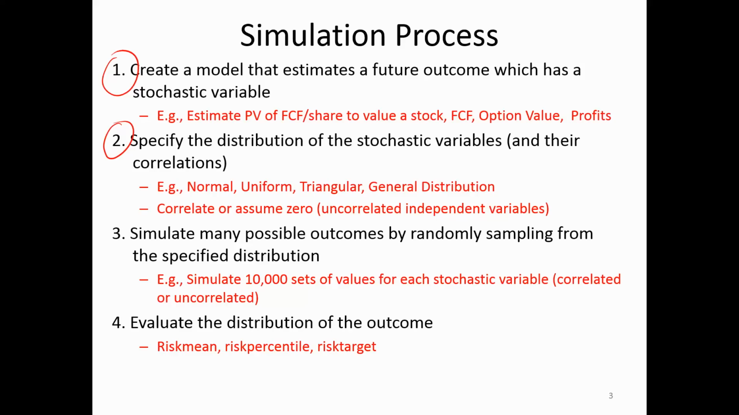You then specify the distribution of the stochastic variables. So say we're creating a model of my retirement portfolio, the value of the portfolio at retirement. I'm going to specify the stochastic variable as the portfolio returns. And then I might choose the normal distribution for the stock returns. And then I'll set, say, correlations between the stocks and bonds. I'll then simulate many possible stock returns, which will then generate many possible portfolio values. And then I'll evaluate the distribution of the outcome. I'll look for things like the mean or percentiles.